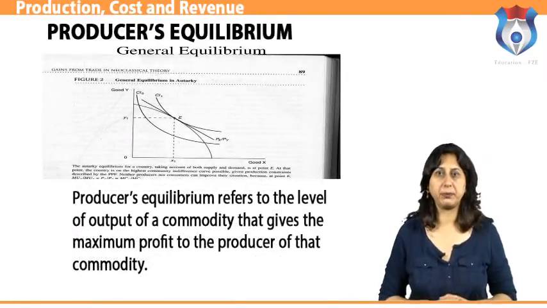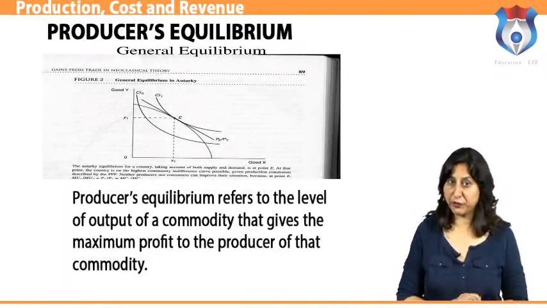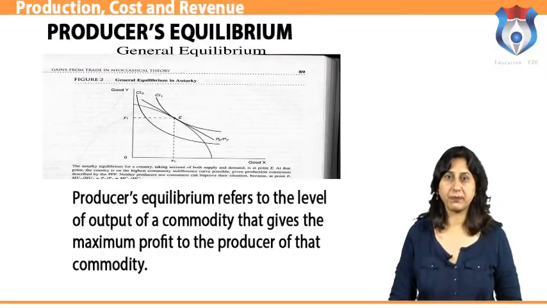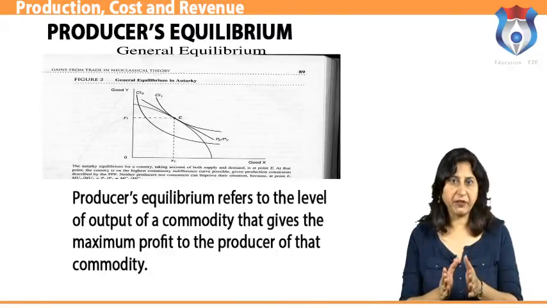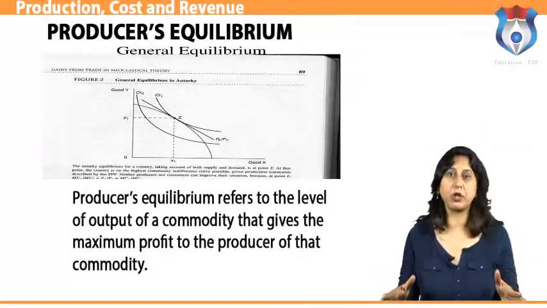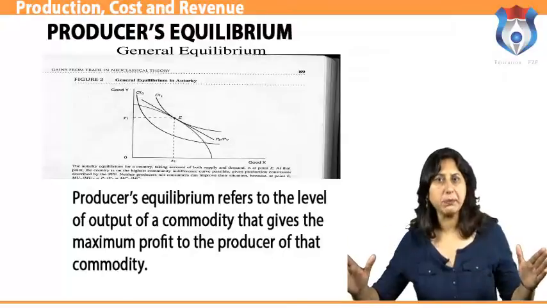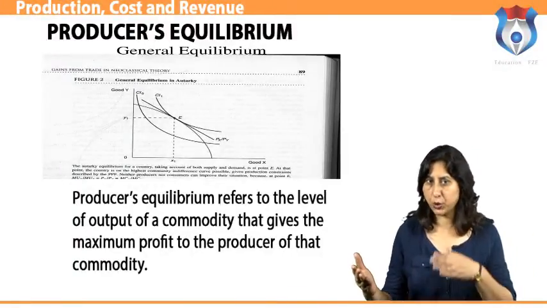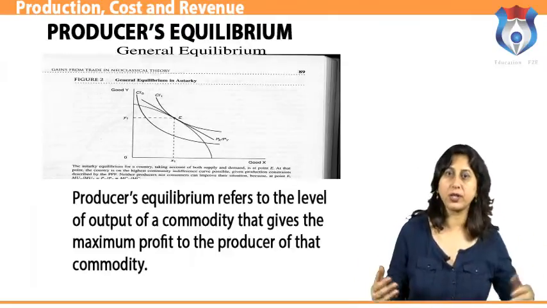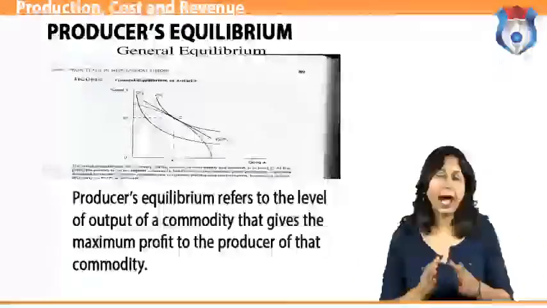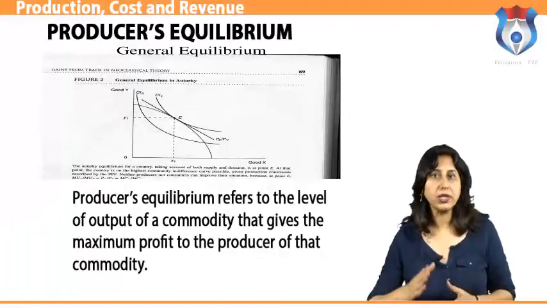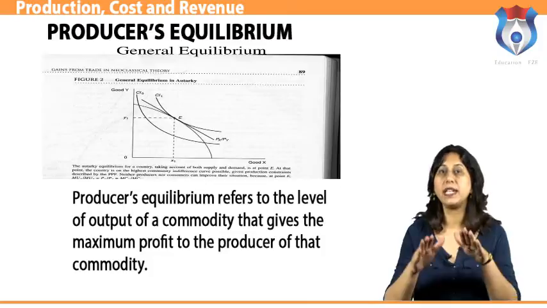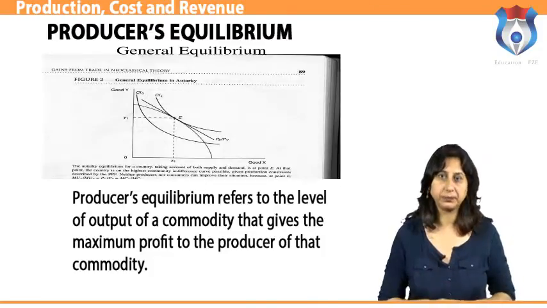Producer's equilibrium. We studied the concepts of costs and revenue to understand the concept of producer's equilibrium. Producer's equilibrium refers to the level of output of a commodity that gives the maximum profit to the producer of that commodity. Profit equals total revenue less total cost. Therefore, the output level at which total revenue less total cost is maximum is called the equilibrium output level.